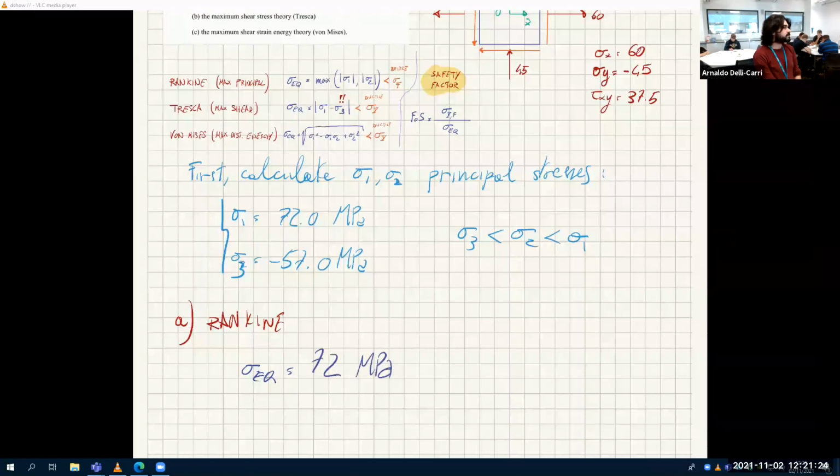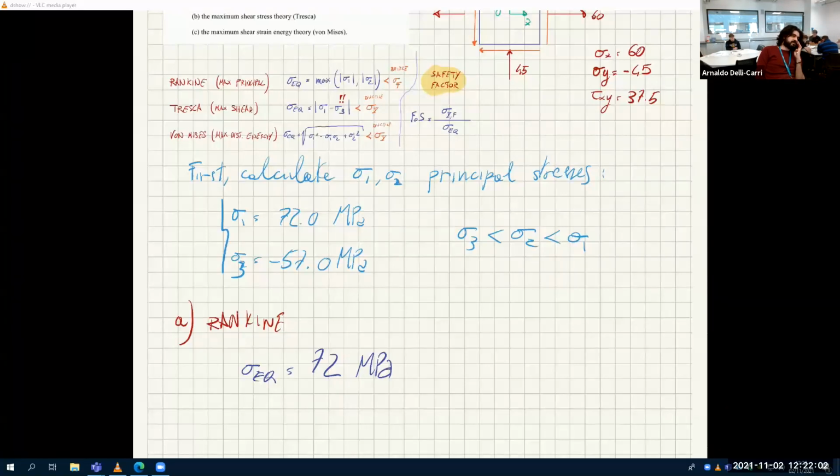Yes? Where did you get sigma 3? One of them is 0. Sigma 1, sigma 2, sigma 3. We are in plane stress. Plane stress means that one of them is 0. The largest one is always sigma 1, the smallest one is always sigma 3, and the middle one is always sigma 2. In this case, 72, 0, and minus 57: 72 is the largest one, 0 is the intermediate one, and minus 57 is the third one.